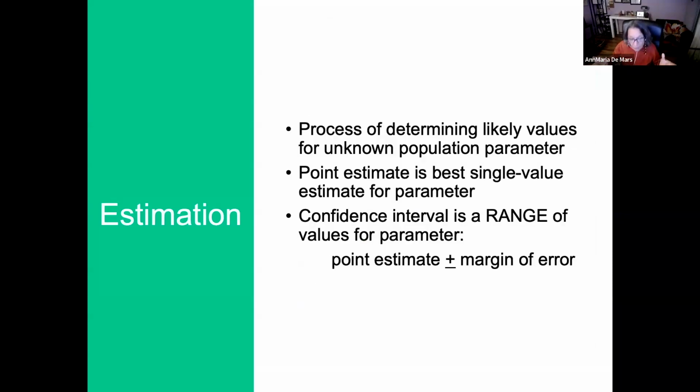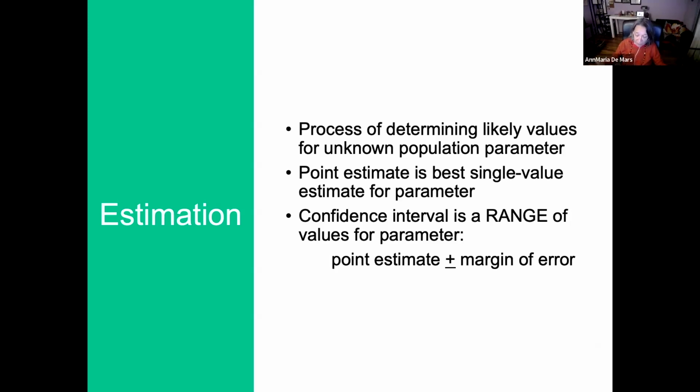Estimation, and more specifically confidence intervals, is determining likely values for an unknown population parameter. Remember what a parameter is? Should watch the other videos. The point estimate is the best single value estimate for a parameter. So if we take a sample and we get the mean for that sample, then that's the best estimate that we've got for the population mean. And the confidence interval is a range of values for that parameter. And it is the point estimate plus or minus a margin of error.